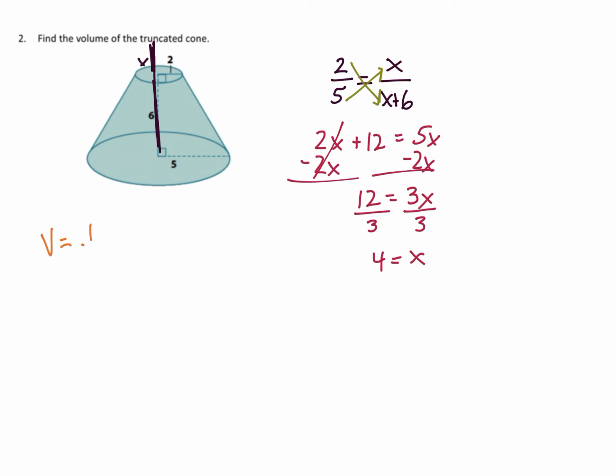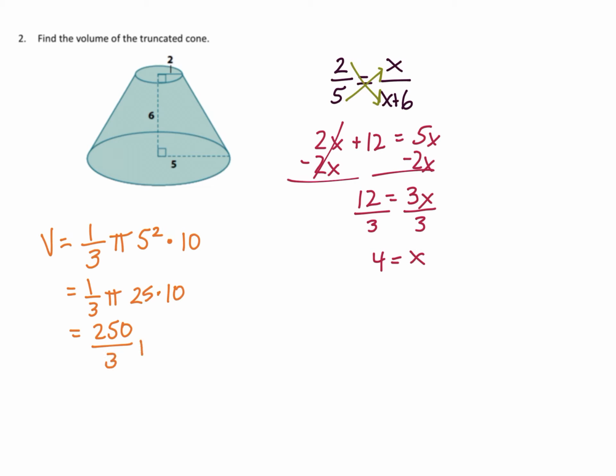Then the volume for the whole cone would be 1/3 pi r squared times h, or the height, and the height is 6 plus that piece, which is 4, so the height is 10. That leaves us with 1/3 pi times 25 times 10, which is 250 over 3 pi.